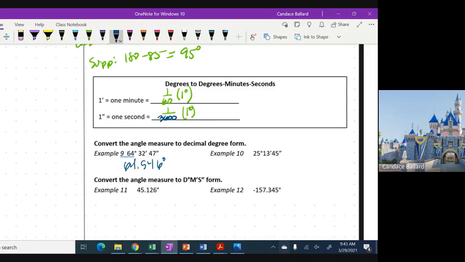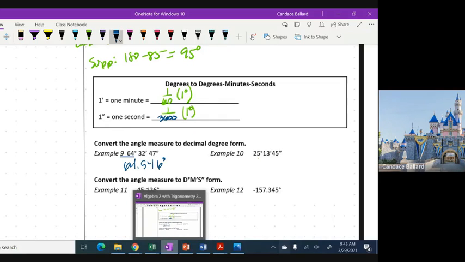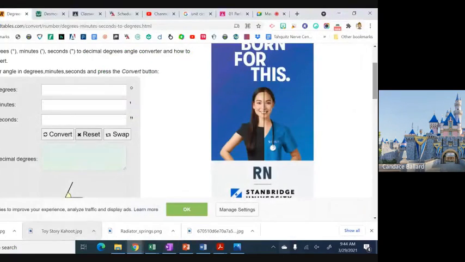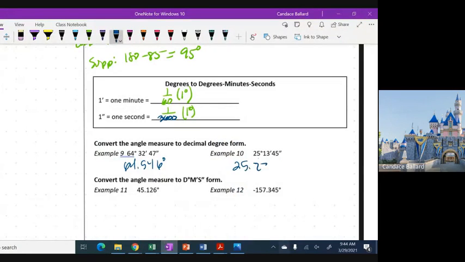Okay. All right, let's try it again with the 25. So I'm going to just hit reset, and then I'm going to go to 25. So it's going to be 25, and then minutes is going to be 13, and seconds is going to be 45. And then I just hit the button that says convert, and it tells me I've got 25.229. And that's in complete degrees.